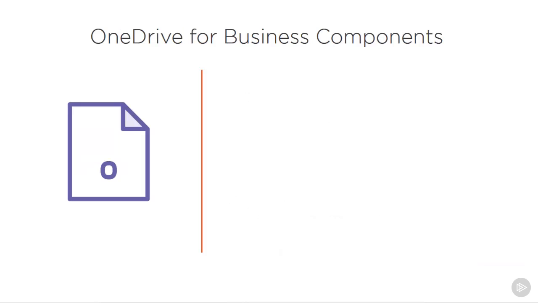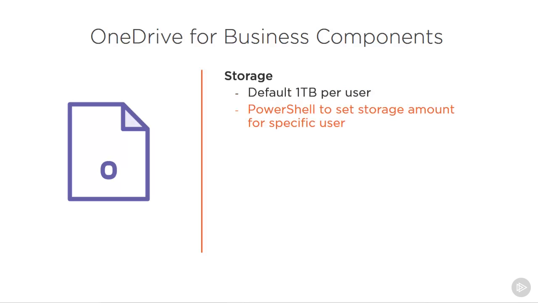OneDrive for Business components, we need to be familiar with these as well. Well, storage obviously is one that we need to be aware of. By default, every user gets 1 terabyte. However, we can modify that using a PowerShell command to set that storage amount for a specific user. So if someone slips you 100, you can increase that if you will.